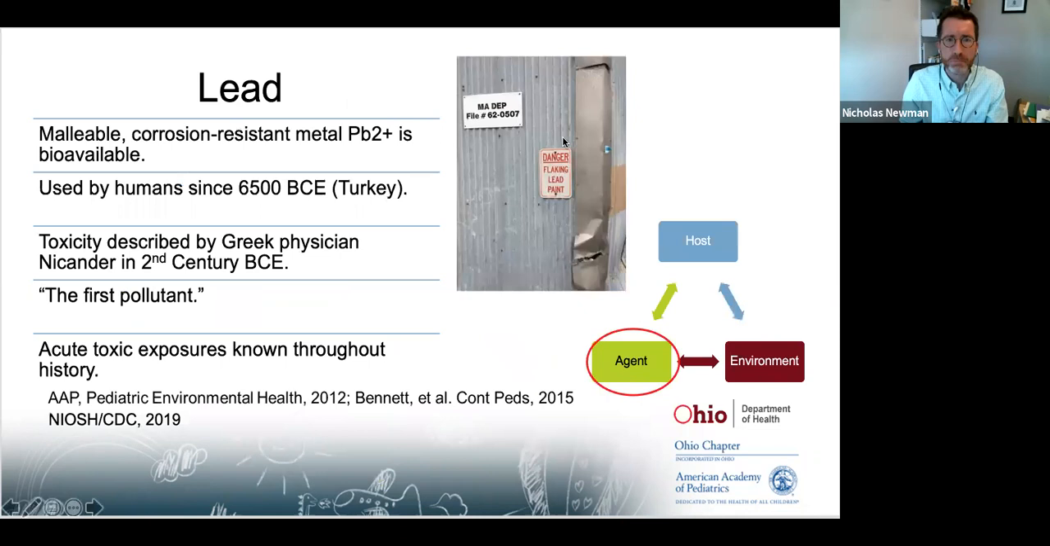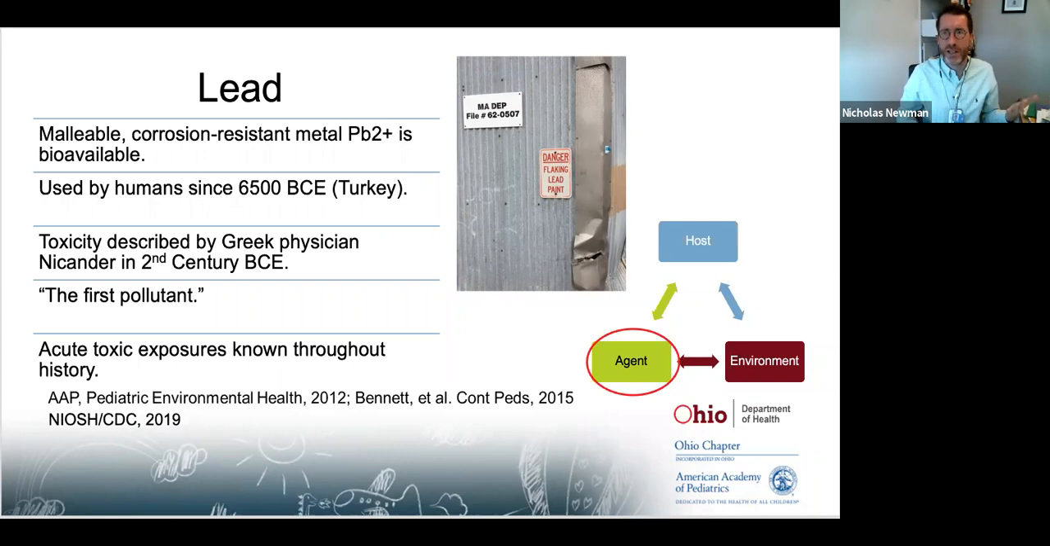So what is lead? Lead is a metal. It's malleable, corrosion resistant, and it comes in a bunch of different forms. Like there's lead zero, there's lead plus two, there's lead plus four. And the plus two is the one that we can absorb. We've been using lead for various purposes for about 8,000 years.